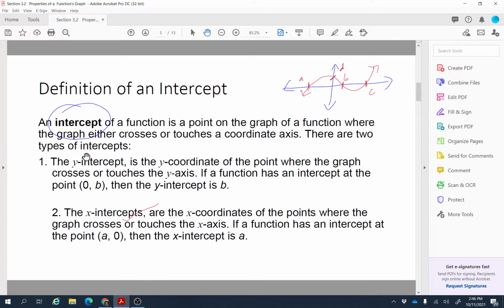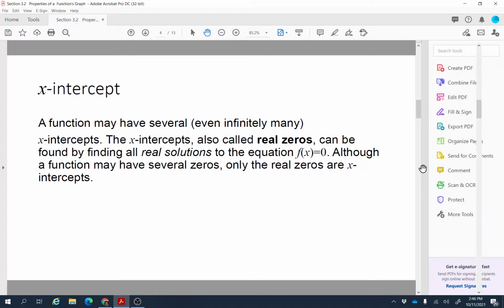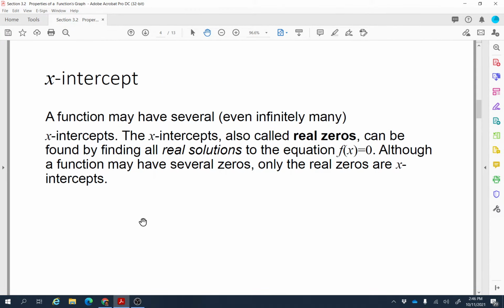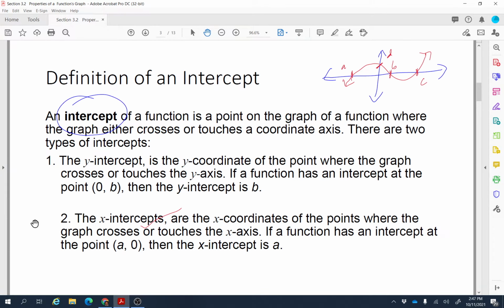So the y-intercept means the y-coordinate of the point where the graph crosses or touches the y-axis, and the x-intercept means the x-coordinate of the points where the graph crosses or touches the x-axis. If we are dealing with the graph of a function, then we might have more than one x-intercept. Theoretically, there might be infinitely many x-intercepts. So remember, the x-intercept means a point of intersection of the graph with the x-axis.